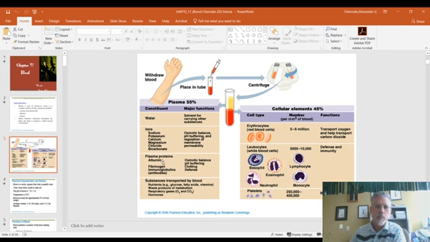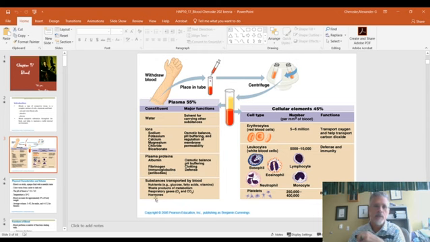When we get down to plasma proteins, remember there are three main plasma proteins: albumin, which helps to maintain osmotic balance; fibrinogen, which is part of the clotting process, the inactive soluble form that ultimately will be activated to become fibrin; and the immunoglobulins, or antibodies, that are part of our immune system or our bodily defenses.